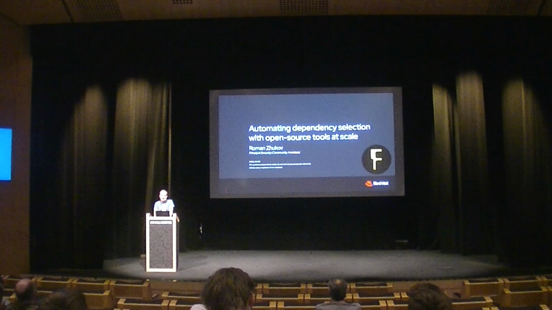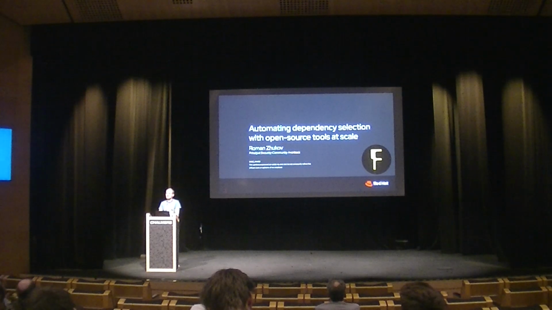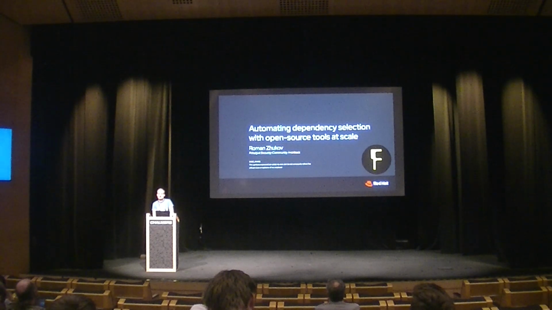Today we're going to talk about dependency selection and, of course, leveraging open source tools to do so and how to automate it. We are not going to talk about SCA scans today, but rather about the health of the dependencies or the open source ecosystem as a whole and how to approach all of this.